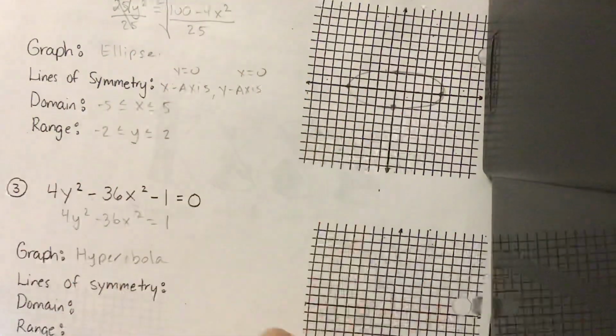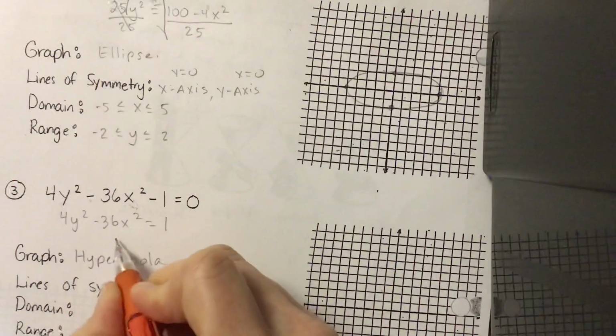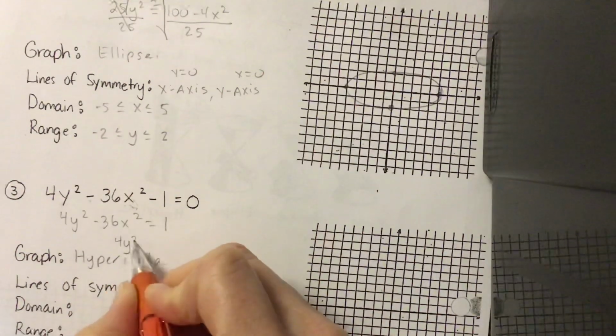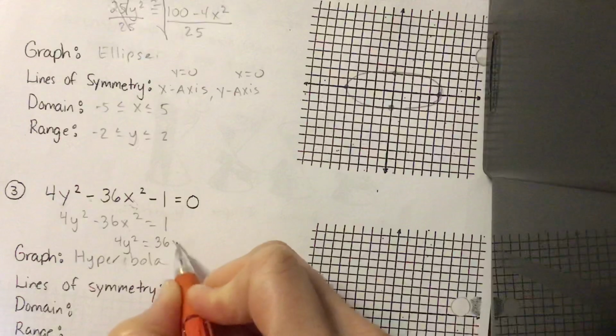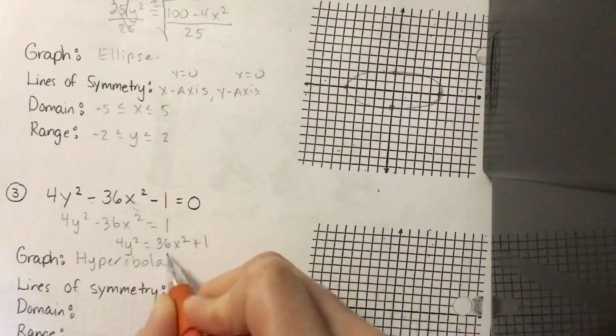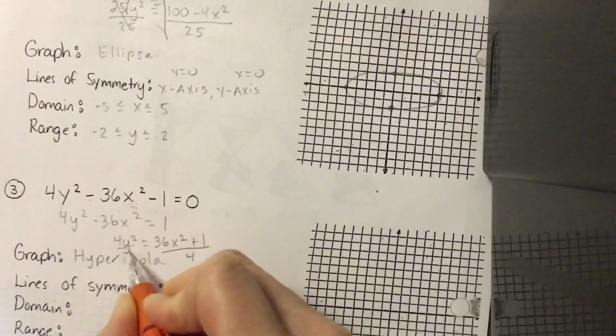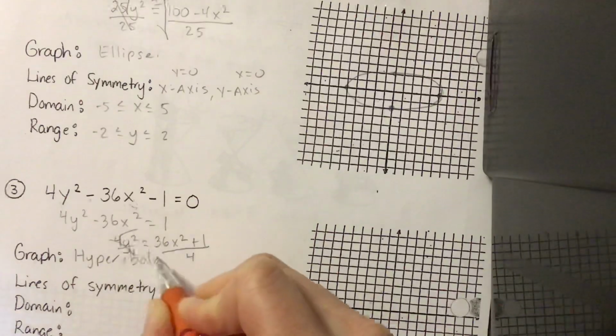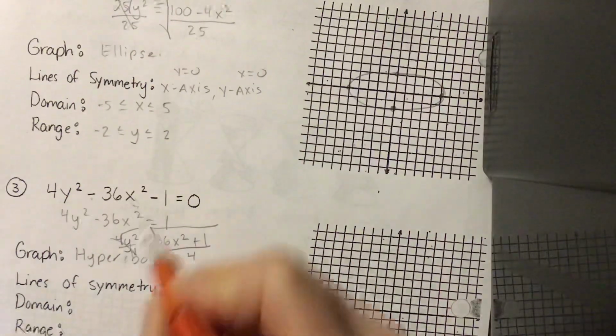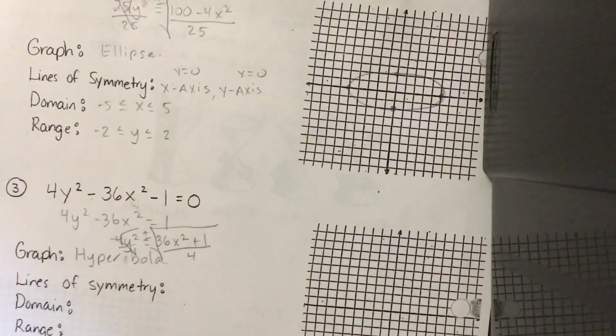So, how are these going to graph? Well, let's put it in the calculator. I have to solve for y. So I'm going to add the 36x squared. Right, divide by 4. And square root. Big square root. Okay. Positive and negative.